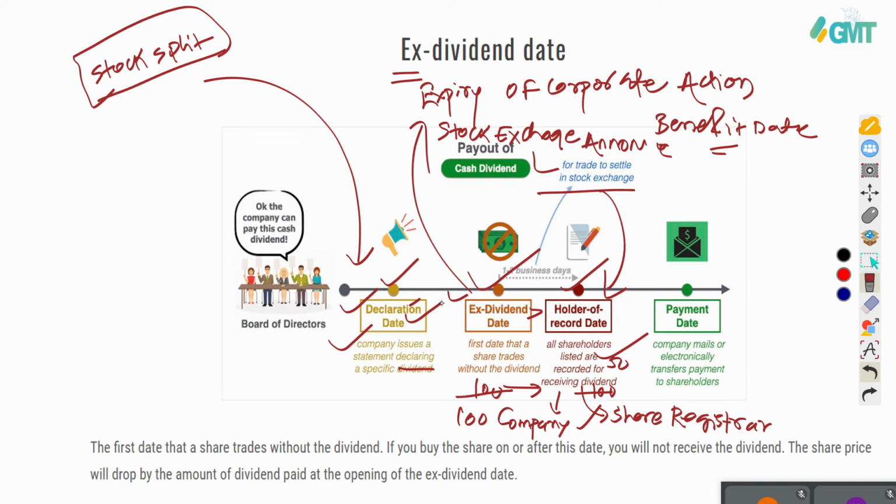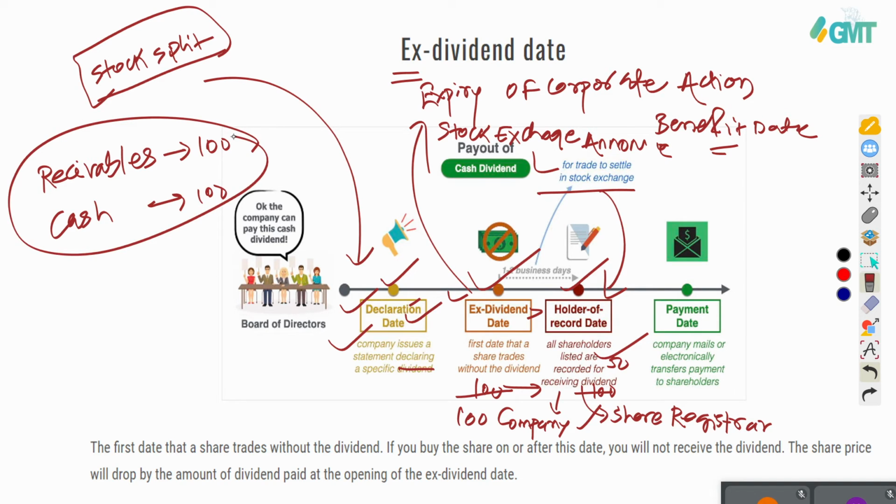When you record the dividend receivables on ex-date, let's say you created the receivables for 100 and you have received cash also 100. That's absolutely fine. Then you don't need to worry, even if you don't check the ex-date and record date or even the payment date. You recorded receivables and you received cash. You recorded 100, you have received 100. What if you recorded 100 but you have received 50?